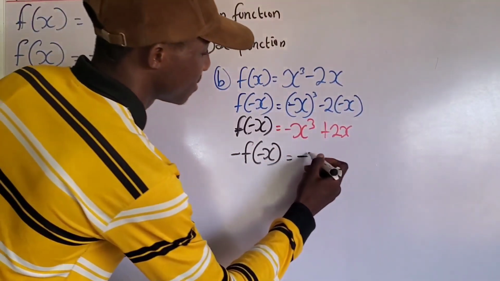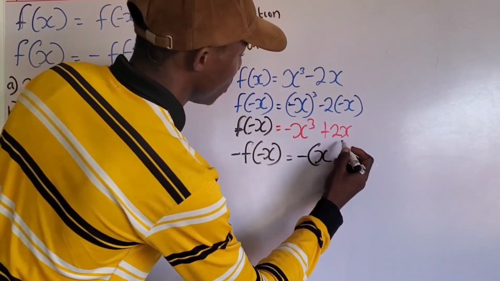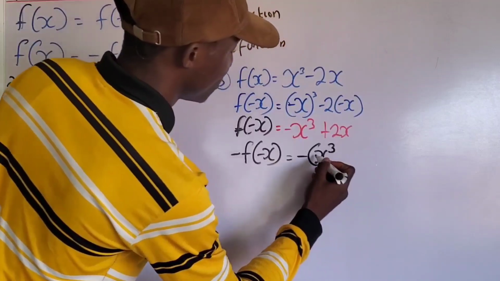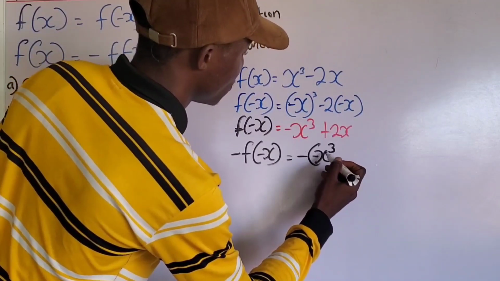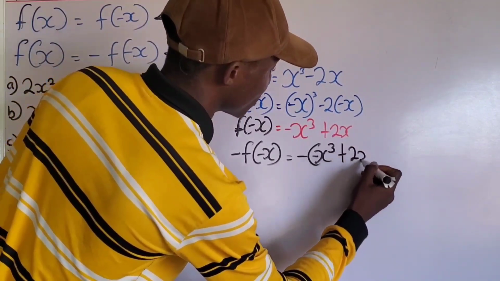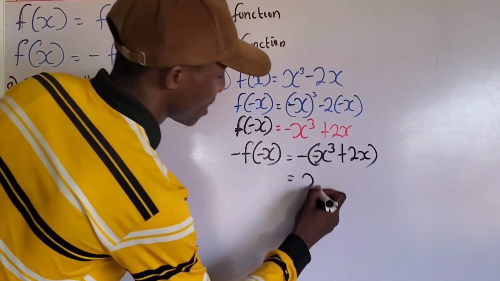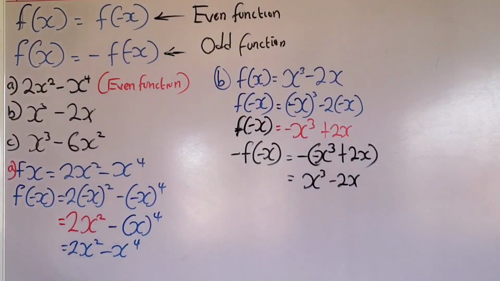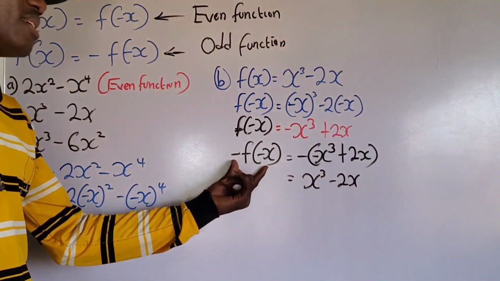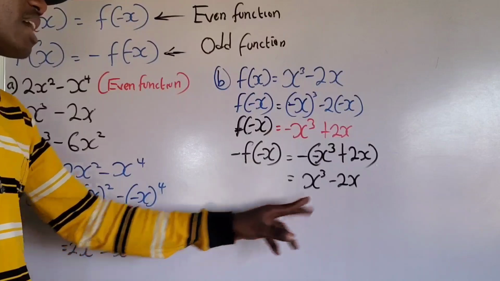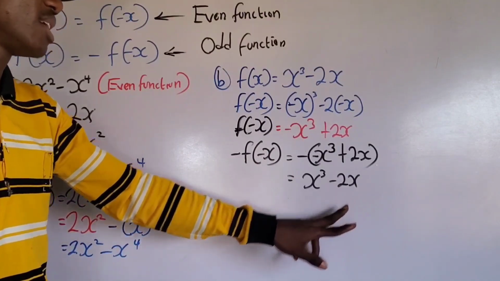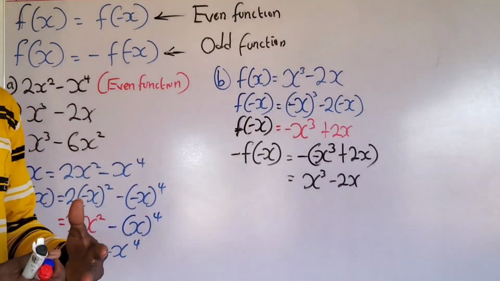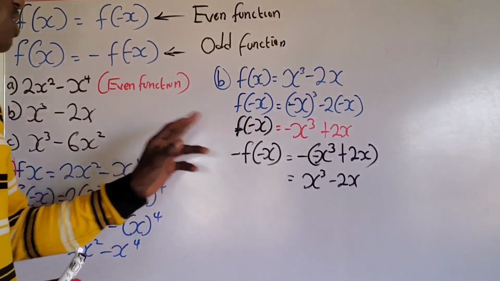So multiplying this by the negative sign, minus of minus x cubed plus 2x, if you multiply, you're going to have x to the power of 3 minus 2x. Now you can see that when I multiply this function by a negative sign, I have x to the power of 3 minus 2x, which is equivalent to the function that we are given. That means that this function is an odd function.